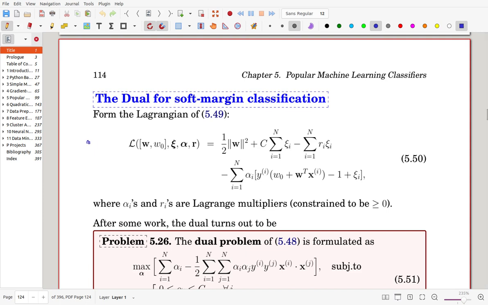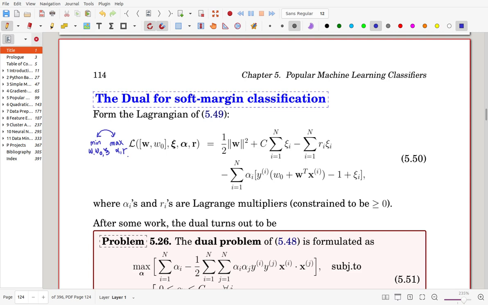That is now maximum, that is minimum. Okay, let's go back here. So that is a minimum over W0 and slack variable, and maximum over alpha and R. Now, that is the primal formulation, and its dual can be made by changing the order, so that now becomes a maximum problem.